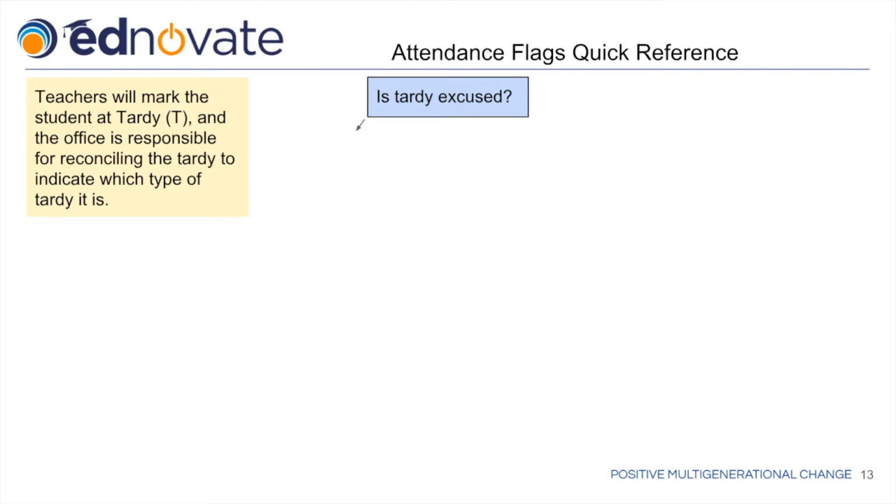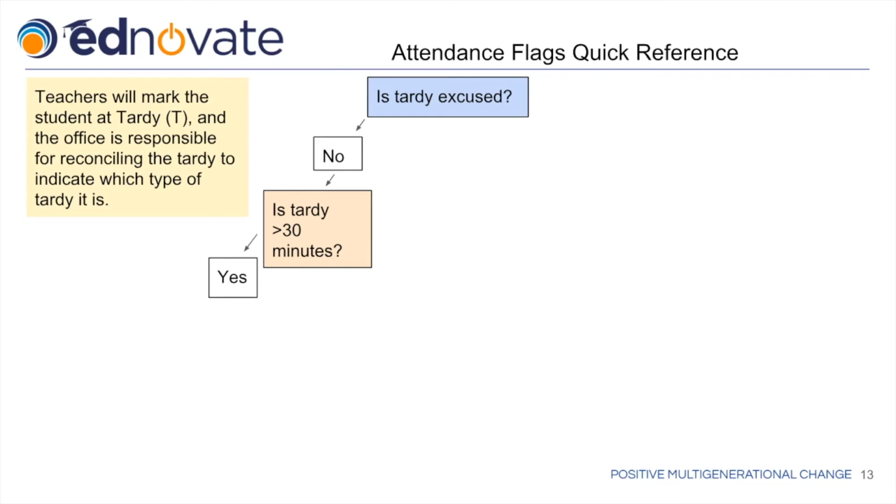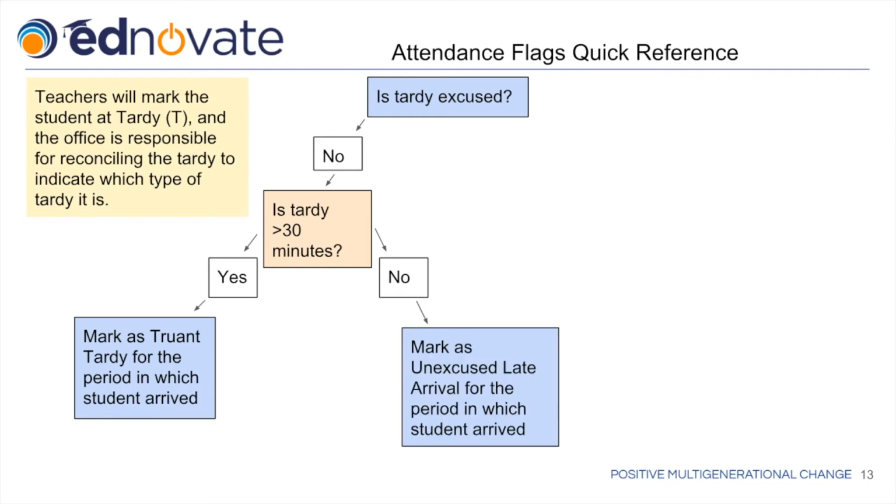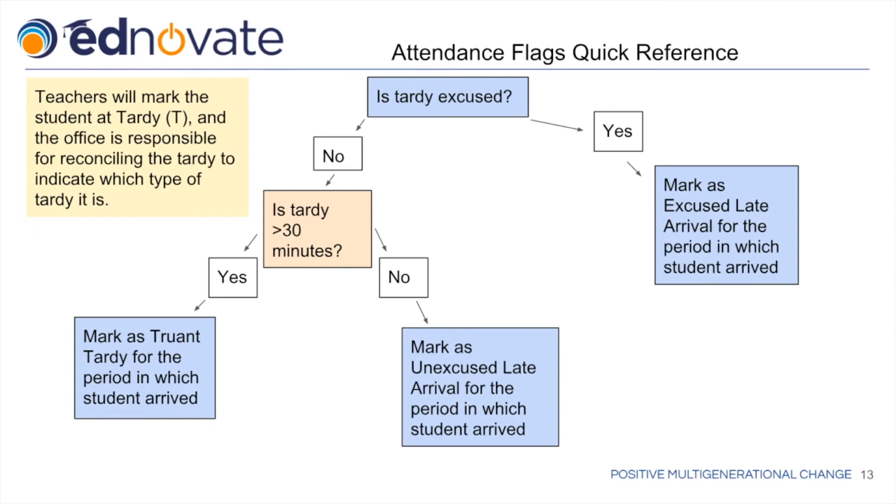So a review of tardies. Is the tardy excused? No. Is the tardy greater than 30 minutes? Yes, then it's a truant tardy for the period in which the student arrived. If the tardy is less than 30 minutes, then it's an unexcused late arrival for the period in which the student arrived, and it's an absence for anything before that.